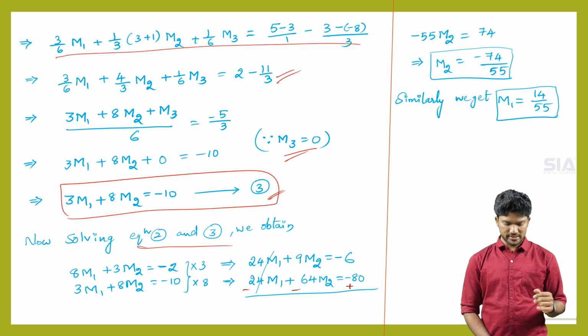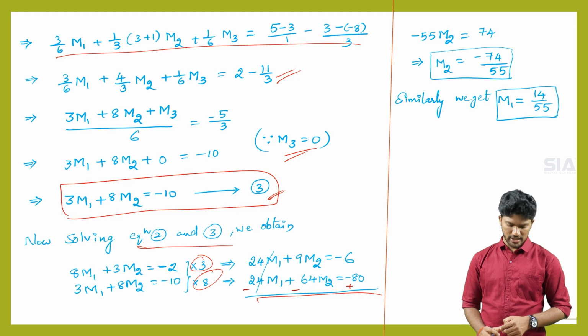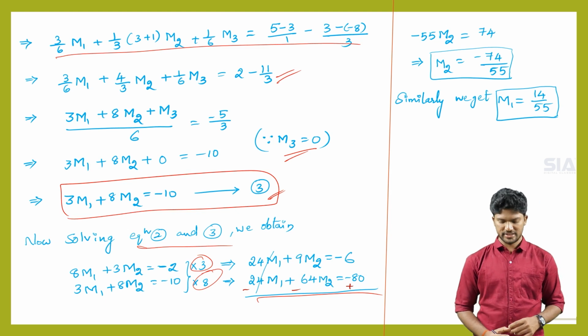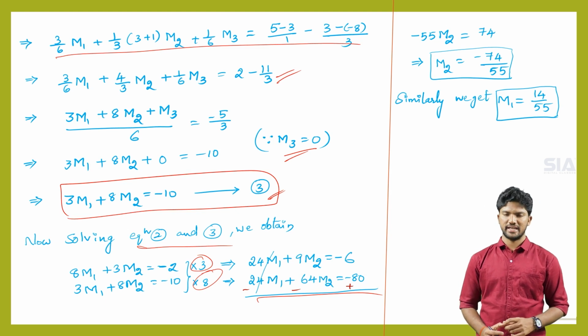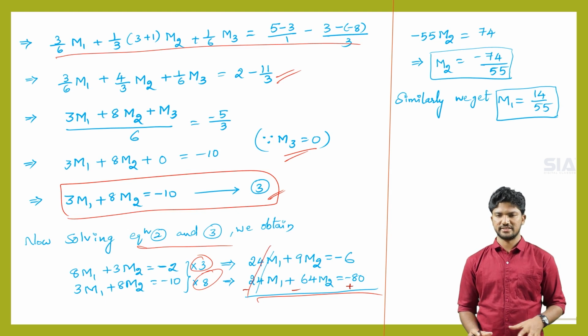So therefore, how can you solve this? By multiplying equation 2 with 3 and equation 3 with 8, you will get these values. So 24m1 plus 9m2 is equal to minus 6, and 24m1 plus 64m2 is equal to minus 80. So 24m1 will get cancelled when you change the signs.